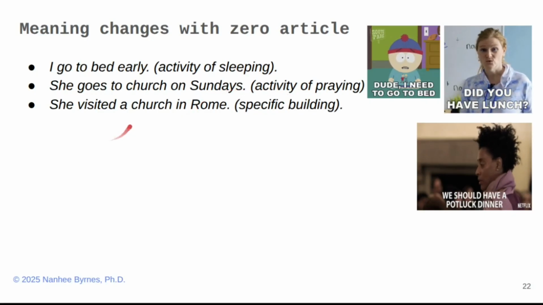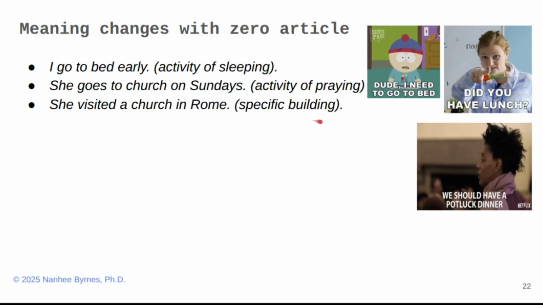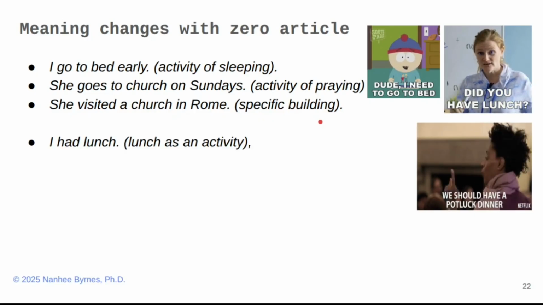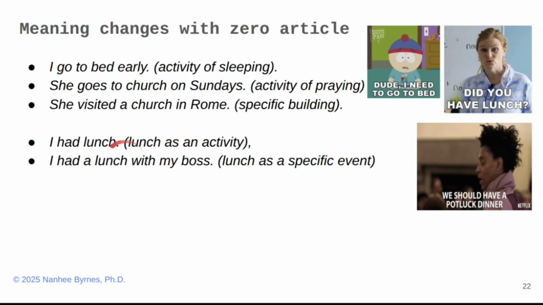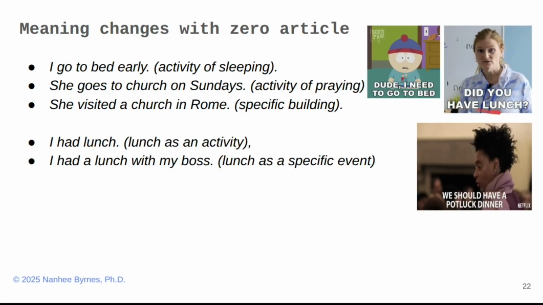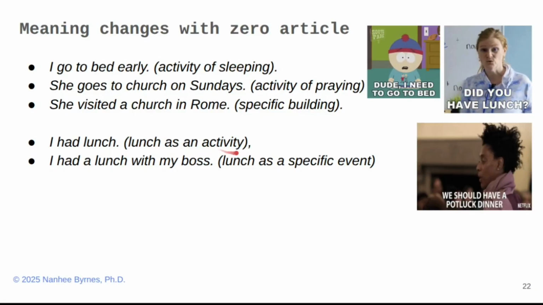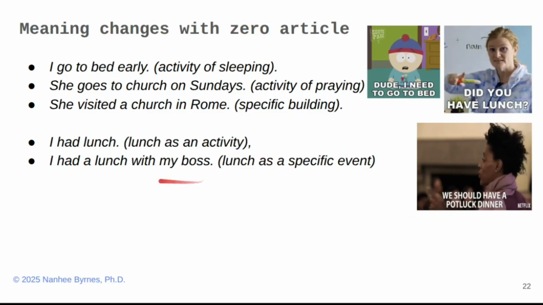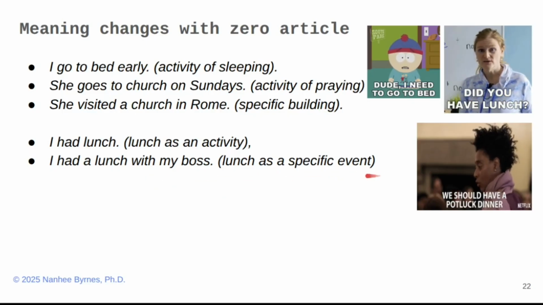Some expressions are flexible, and the meaning shifts depending on whether you include the article. Consider, I had lunch. Lunch is singular and countable in form, but here we're talking about eating as an activity, so no article is used. If we say, I had a lunch with my boss, now a lunch refers to a specific meal, a single event, not the general activity.